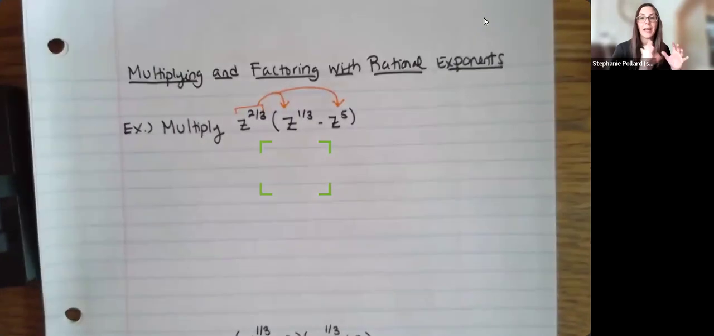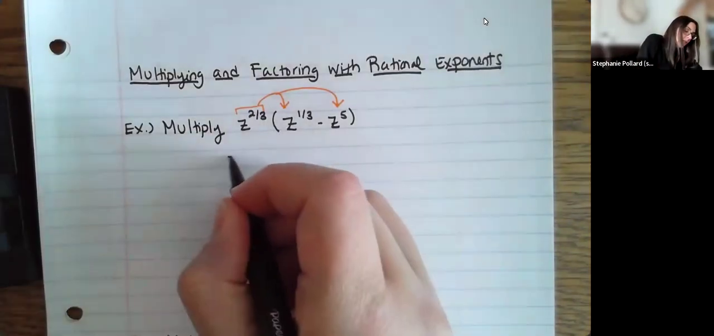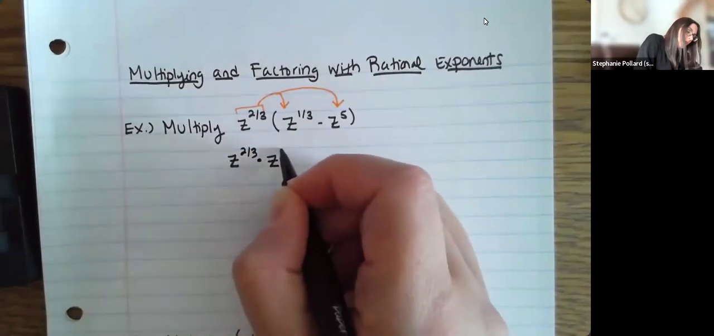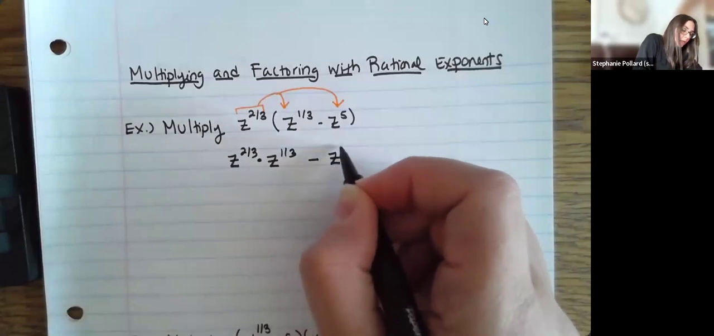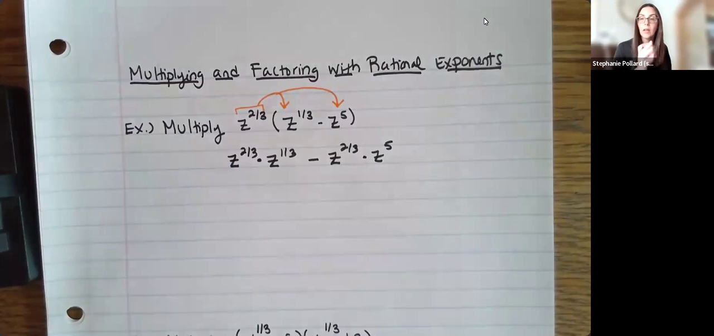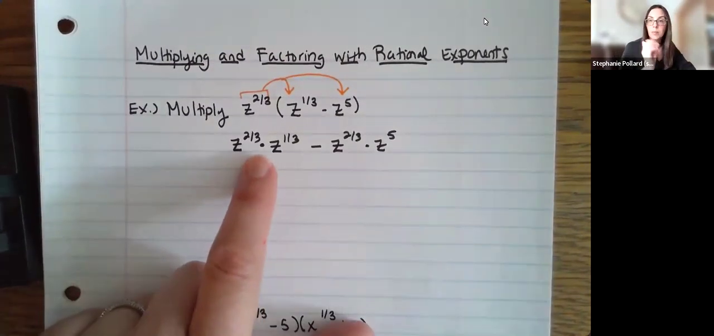Now, I'm actually going to write out the intermediary steps this time because it's not something that I can as easily do in my head as in past examples. So in the first case, you have z to the 2/3, and you're multiplying that with z to the 1/3. And then you have a minus sign, z to the 2/3 times z to the 5th power. Now you're going to need to use your exponent rules next. So what's happening here is you're multiplying.